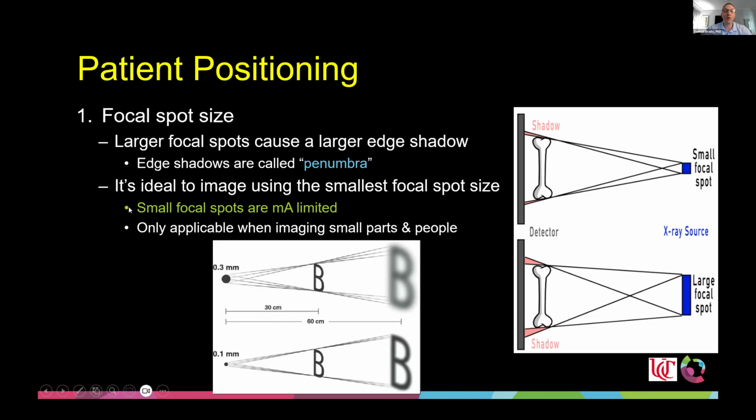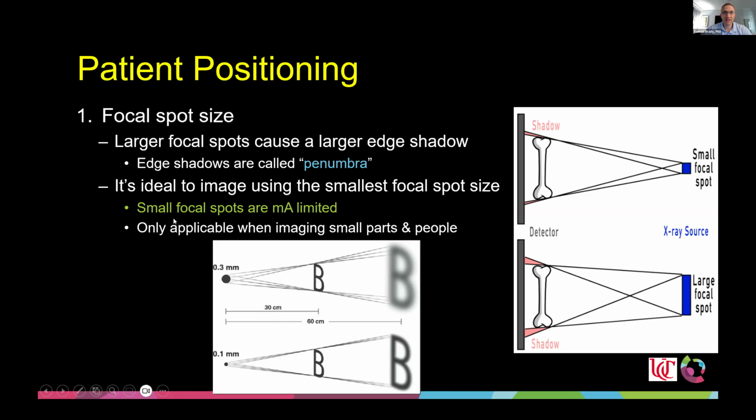Ideally, we would only use a small focal spot for all imaging procedures, but with the small focal spot, we are mA limited, which is to say that we can only turn the mA so high before it overheats the tube and can actually cause the tube to break.